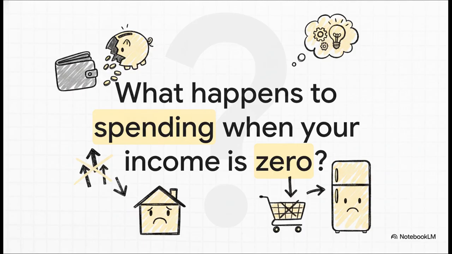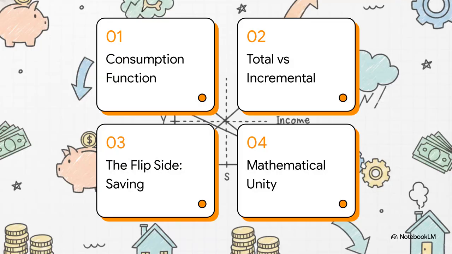Take a second to really think about that baseline reality of economic survival. If you earn nothing, do you actually spend nothing? Keep your answer in the back of your mind, because the mathematical reality of this very question is the bedrock of our whole model today. Here's our roadmap for today. We'll start by explaining the consumption function, then compare total habits to incremental changes, look at the flip side, which is saving, and finally wrap it all up with the mathematical unity of the whole system.